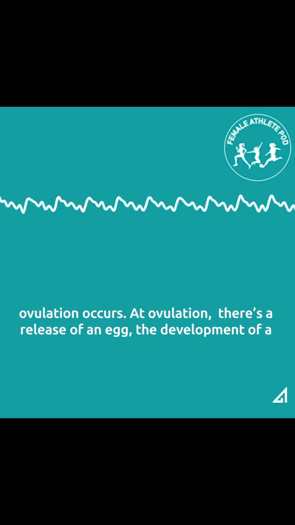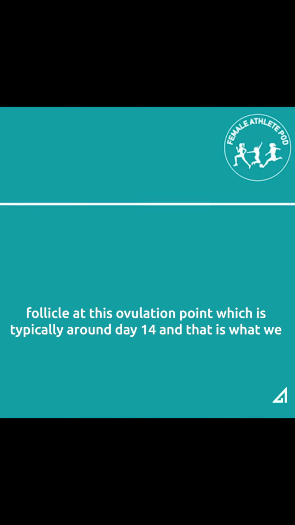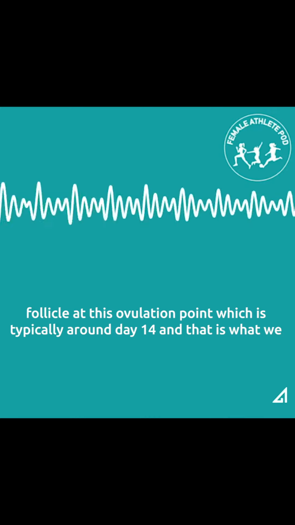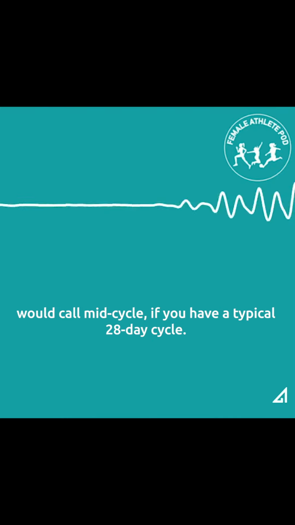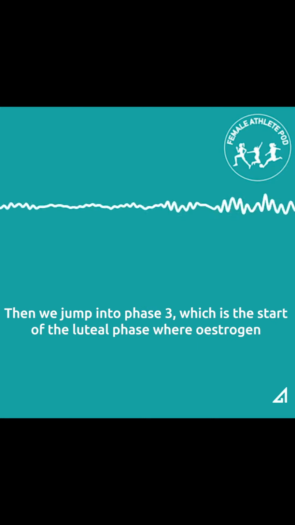Now, at ovulation, there's a release of an egg. There's the development of a follicle at this ovulation point, which is typically around day 14, and that is what we would call mid-cycle if you had a typical 28-day cycle.